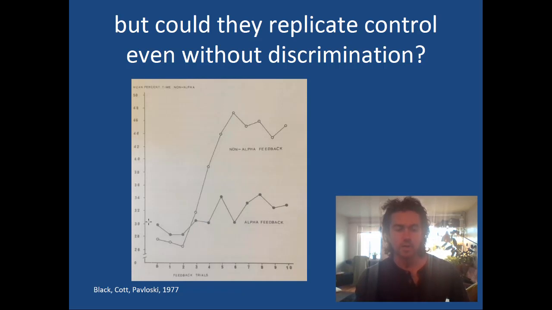So the upshot from these two graphs is that participants are capable of increasing the amount of time that they spend in the non-alpha state and suppressing the amount of time that they spend in the alpha state, but they're not capable of doing the inverse, at least not in this experiment. They're not capable of increasing the alpha state while decreasing the amount of time spent in the non-alpha state. So that's really exactly the opposite of what Kamiya found, which is a little bit weird.